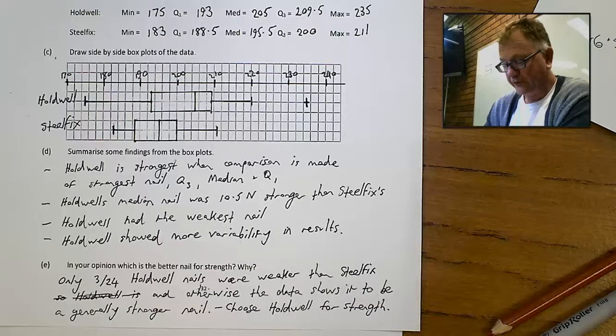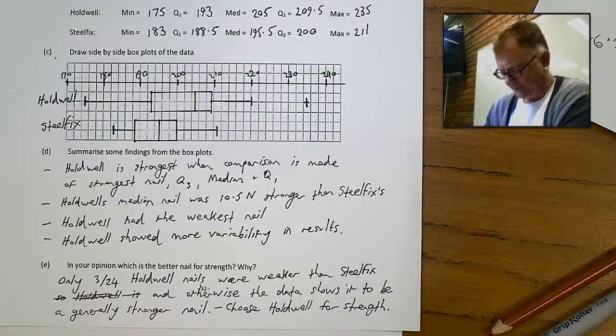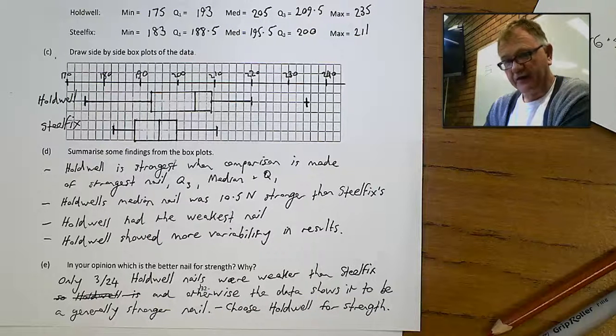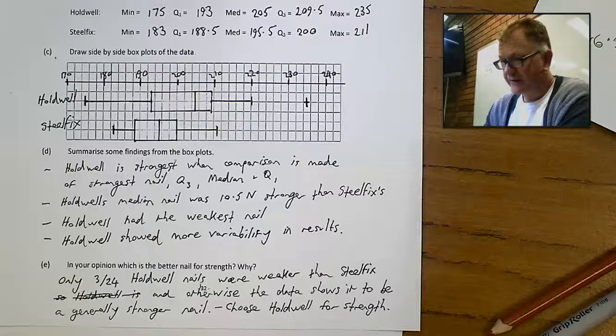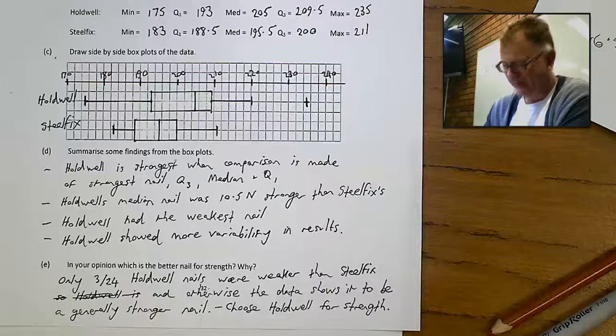If you go back to the original data where we did those box plots, you'll see that in fact there were only 3 out of the 24 Holdwell nails that were actually weaker than Steelfix. So to me that seemed to indicate that Holdwell was the superior nail for strength. You may write a good answer though and say that Steelfix is a better nail. You could say for consistency, at least you know what you're getting. Then again, if it's consistently worse than the Holdwell, consistency isn't always necessarily a good thing.